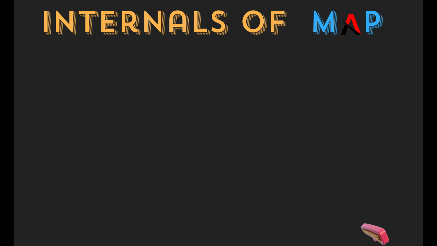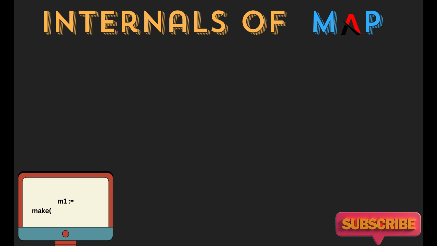This is Mallikarjun. Today we are going to discuss how map works internally and also a few of the exceptional cases which we need to take care of while using the map data structure. So let's get started. Let's consider a map M1 which has key type as string and value type as int.